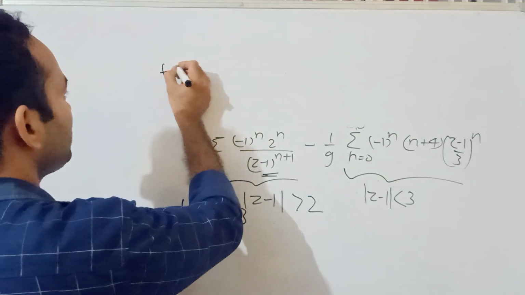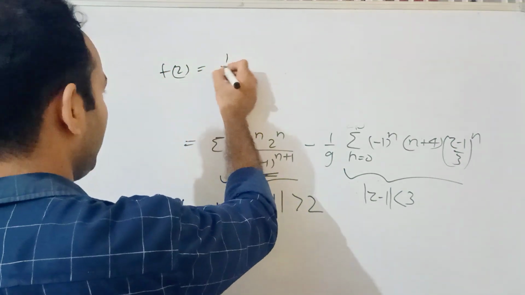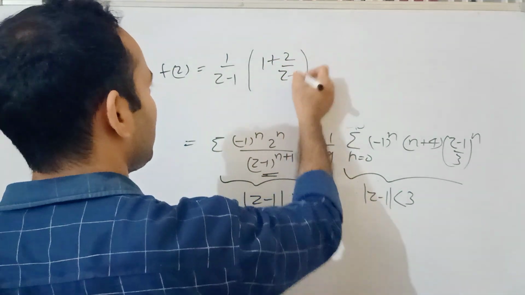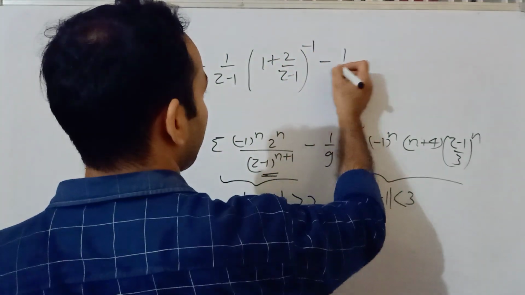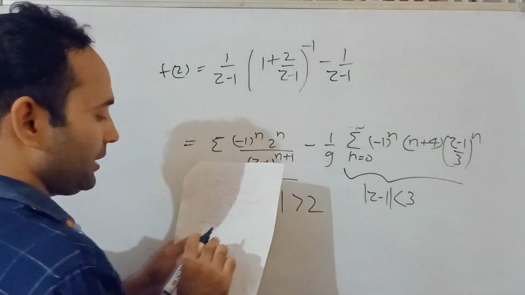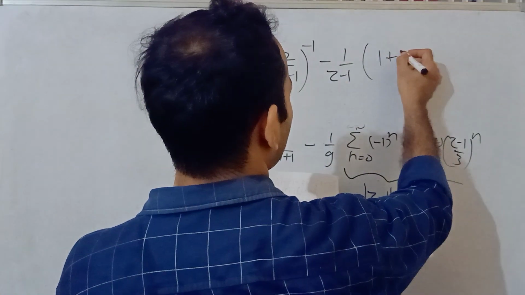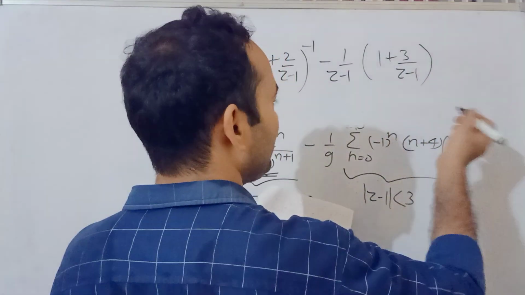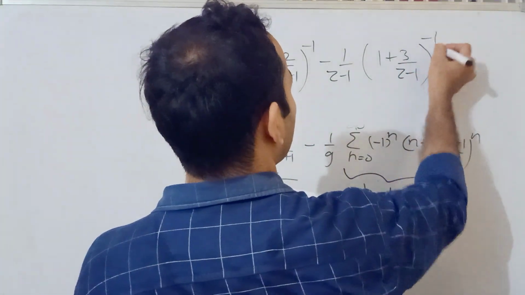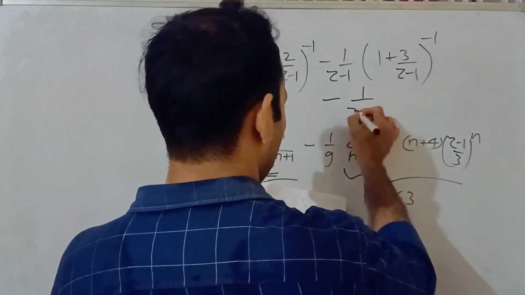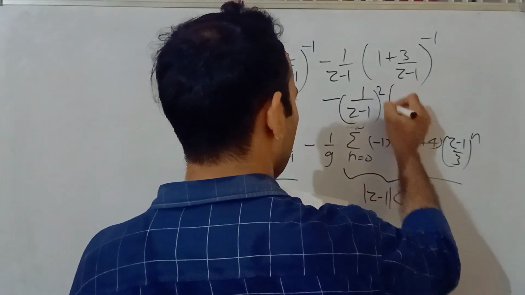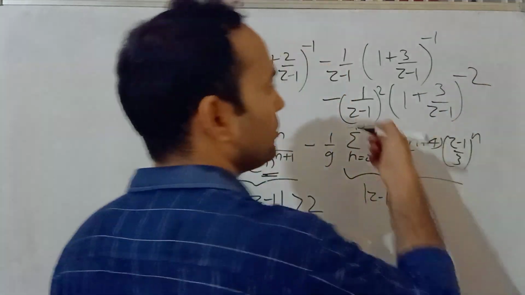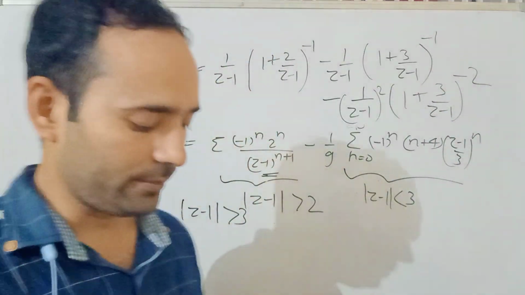So f(z) is going to be, for the third case, 1 by z minus 1, 1 plus 2 by (z minus 1) to the power minus 1, minus 1 by z minus 1. See, now you have taken common z minus 1, and here 1 plus 3 upon z minus 1. Earlier it was (z minus 1) by 3 because it was analytic. Right now it is non-analytic, right? Minus 1 by (z minus 1) whole square, 1 plus 3 by (z minus 1) to the power minus 2. You can write in the expansion form and be done with it.